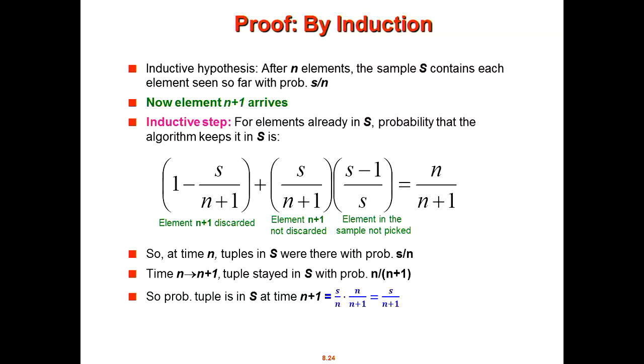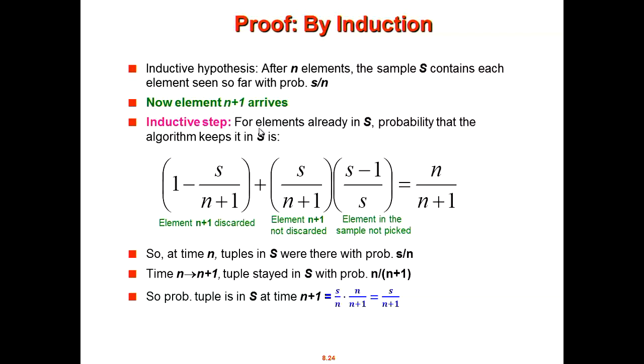And that's the conclusion of this algorithm. In order to prove that, we use induction. The major step is here. We assume that this is our induction assumption. We assume that after n elements, the sample set S contains each element seen so far with probability S over n. What we want to prove is that after n plus 1 elements are received, the sample set S still contains each element seen so far with equal probability, but the probability value is S divided by n plus 1.